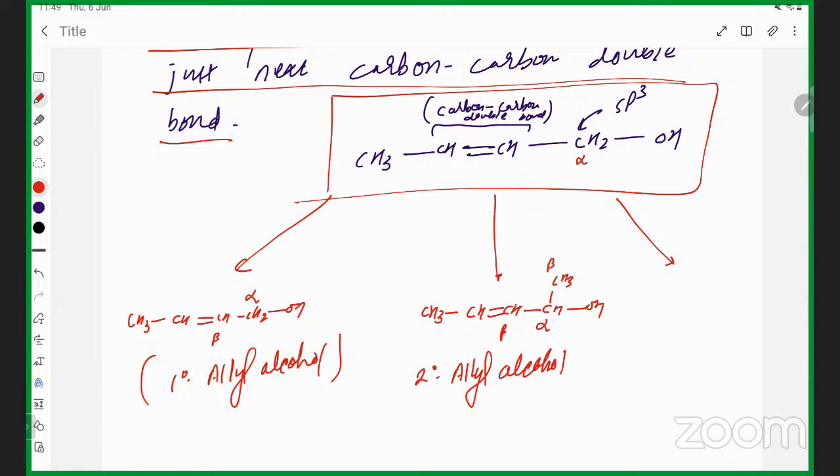Now, the third one you see. If you are talking about CH3, CH double bond CH, then C, here it will be CH3, this is CH3, here is OH. So this is the alpha carbon attached with 3 beta carbons. So 3 degree allyl alcohol.